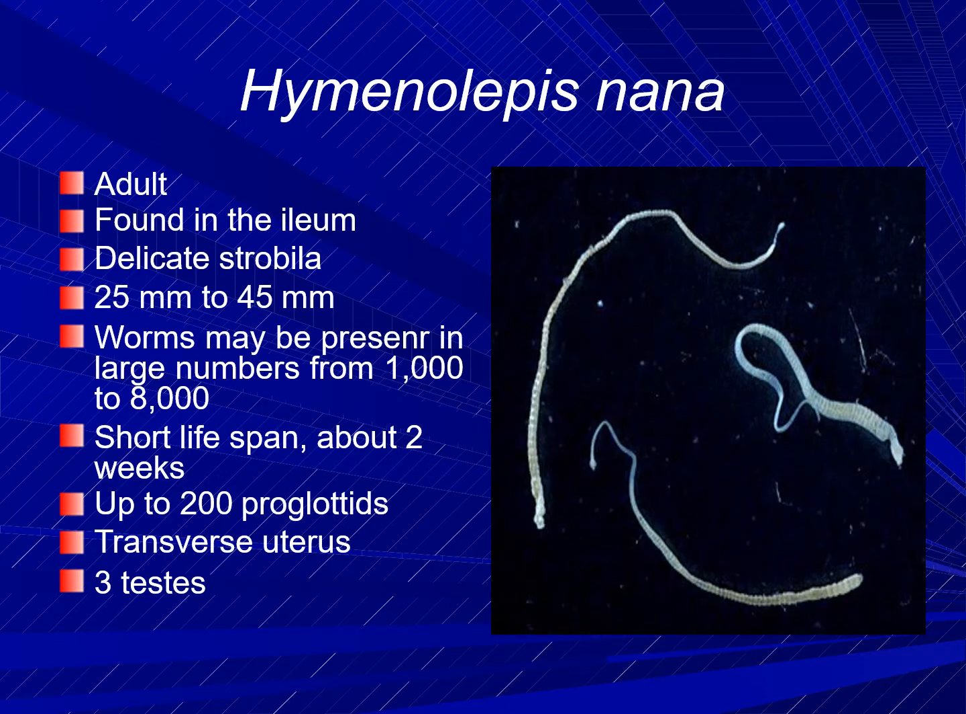You can see the adult worm of H. nana. Some of the features are that it is found in the ileum. It has got a delicate strobila. The size is 25 to 45 millimeter. It may be present in large number, from 1000 to 8000, in a single host. It has got a short lifespan, about 2 weeks, and up to 200 proglottids are found. The uterus is transverse and there are 3 testes in it.